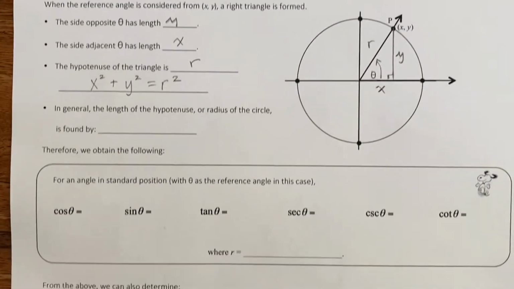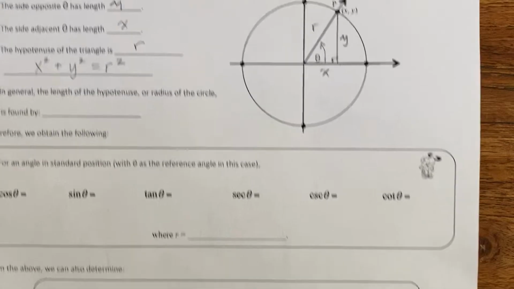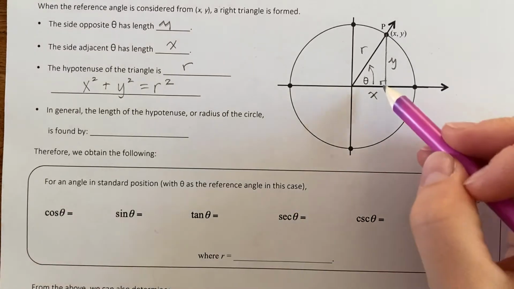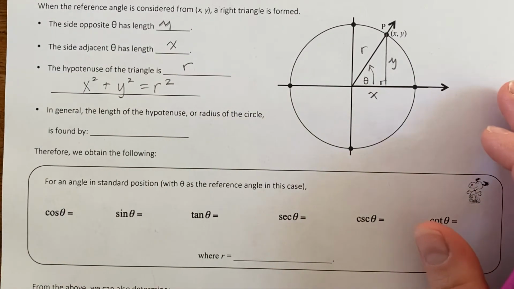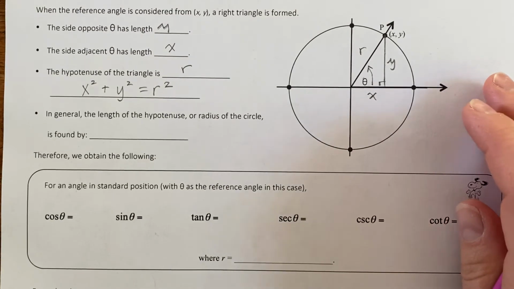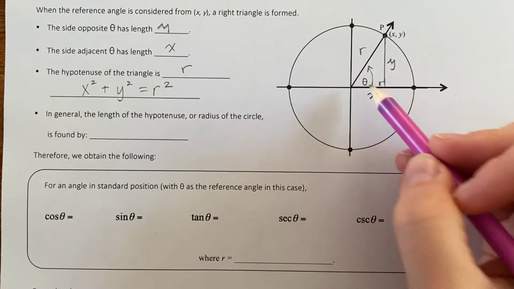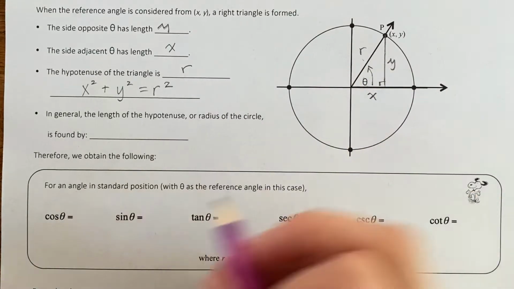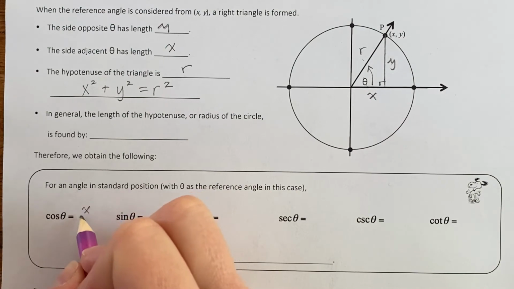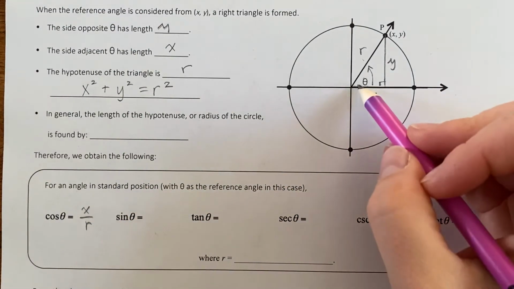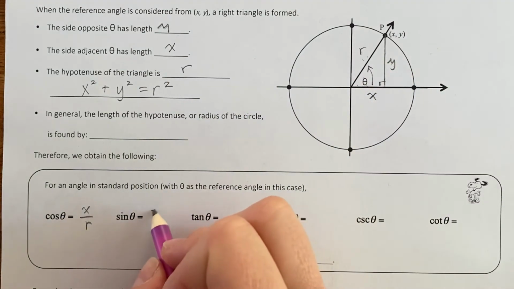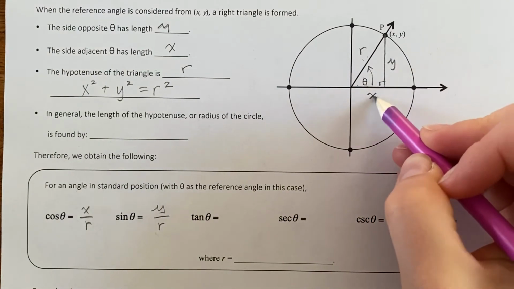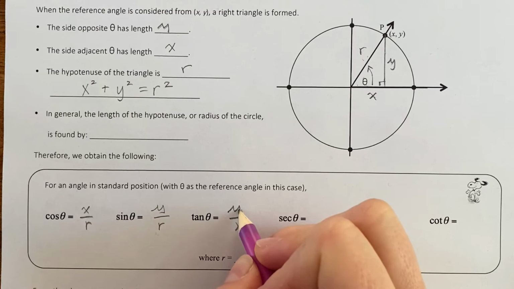Now, since this is a right triangle, all our trig stuff we know holds up. So if I wanted to find the cosine of theta, the cosine would be the adjacent over the hypotenuse. And in this case, it would be x over r. The sine would be opposite over hypotenuse, y over r. And the tangent would be opposite over adjacent, y over x.